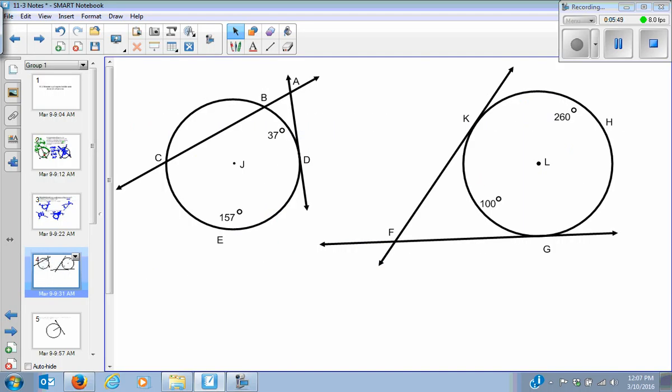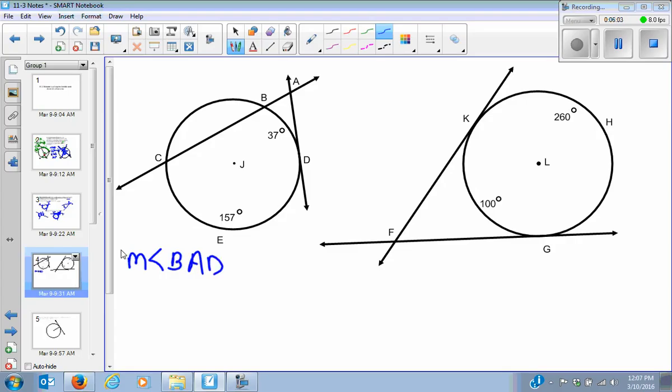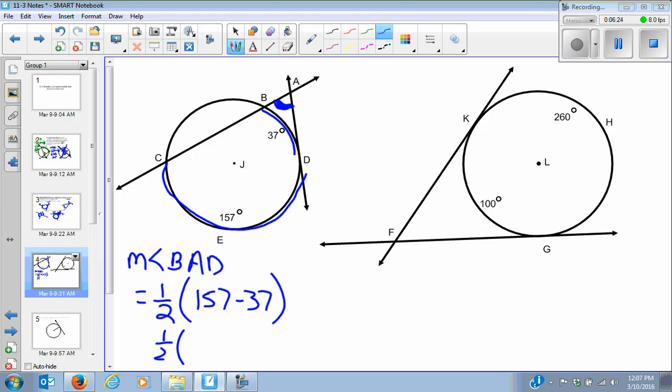Alright, so getting through this, if they ask us to find, so they say, what is the measure of angle BAD? Bad. So BAD would be this angle right here. Hopefully that's not going to be your test grades. That would be this angle right here. And what I would do is I would take 157, subtract the 37, and take half of that. So it's going to equal 1/2 of 157 minus 37, which is 1/2 of 120, which would equal 60 degrees.